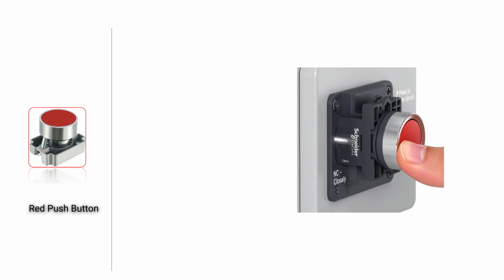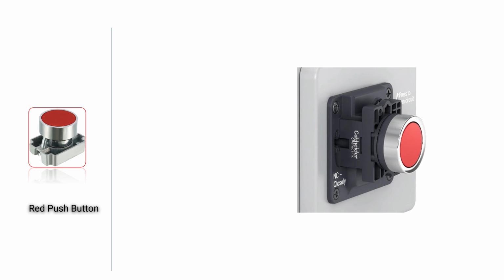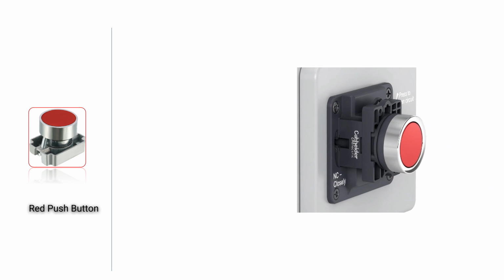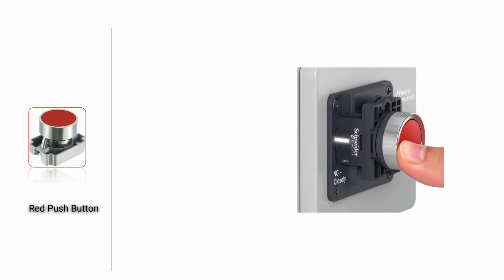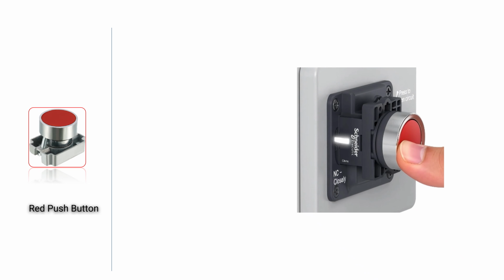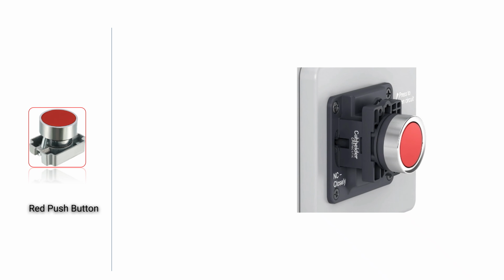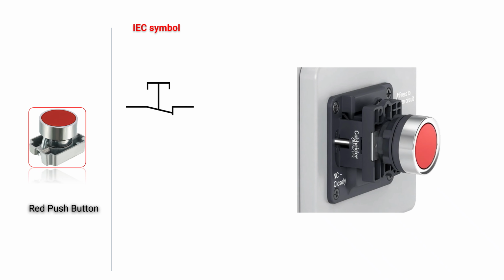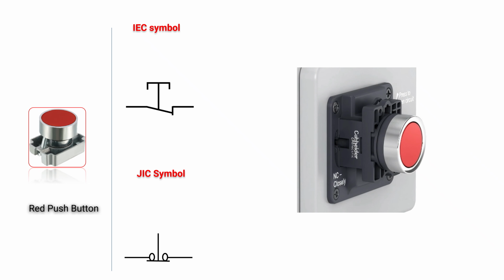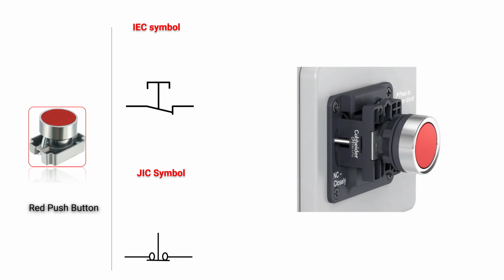Red push button, NC, normally closed. The red push button is normally closed. That means, by default, the circuit is complete and current is flowing. When you press it, the contact opens and the current stops. Once you remove your finger, it returns to its normally closed state again. This is also a momentary type switch. Press to break the circuit, release to restore it.